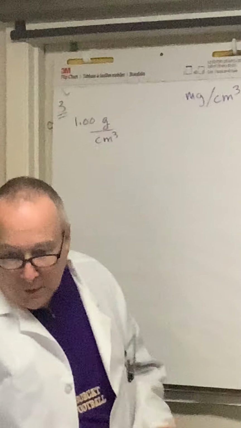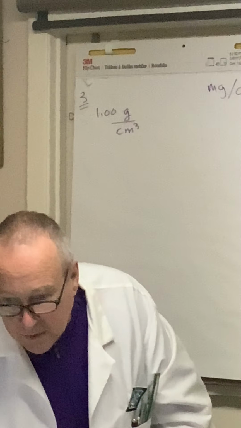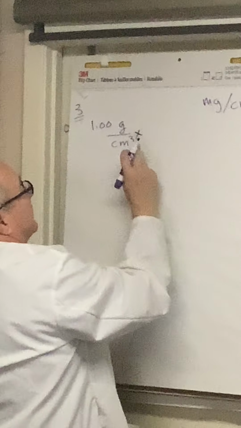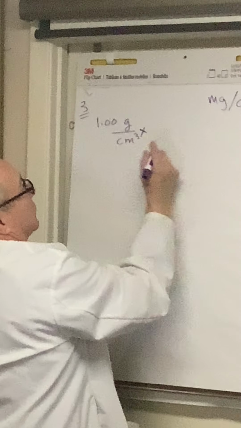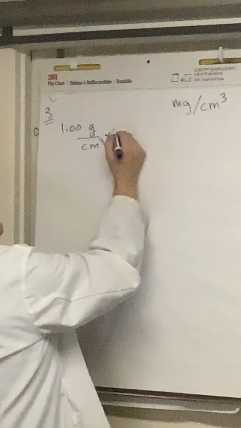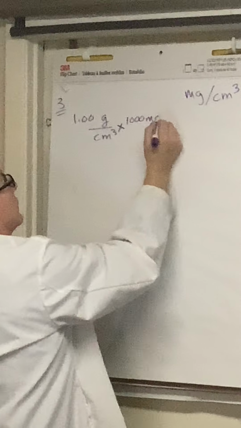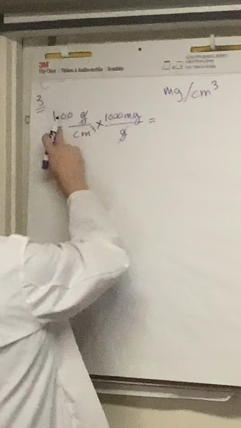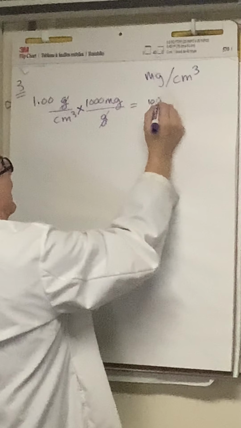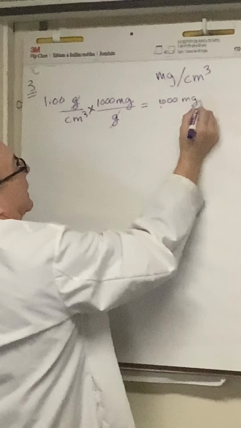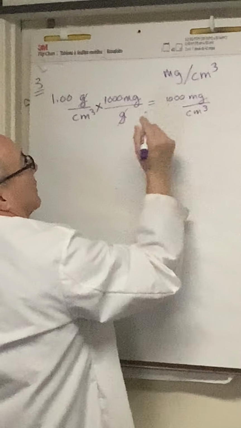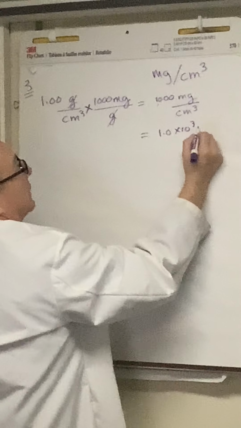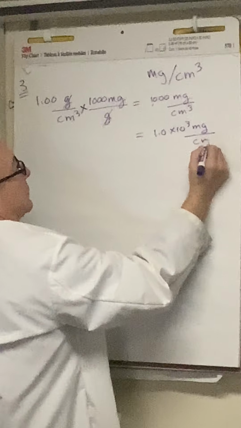And it asks in the next question, number 3, what's the density in milligrams per cubic centimeter? Well, that's pretty easy because all we need to do is convert grams to milligrams and leave the cubic centimeters alone. So there are 1,000 milligrams in a gram. So my grams cancel, and I will have 1 times 1,000, or 1,000 milligrams per cubic centimeter. Or if you would prefer, 1.0 times 10 to the third milligrams per cubic centimeter.